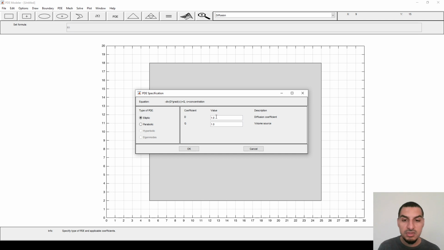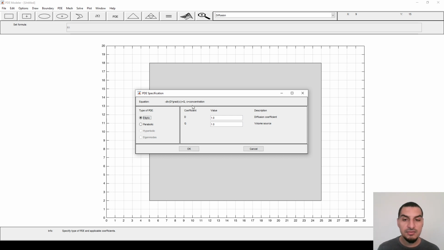So the default is 1 and 1. And again, it's not with specific dimensions or units, so you have to make sure that you put it in the right units. In the case that we're solving, it is a steady state. If you're choosing the type of the equation to be parabolic, then you have C dash, which is the time dependence term. So this is not our case. Our case is steady state, so it's elliptical.